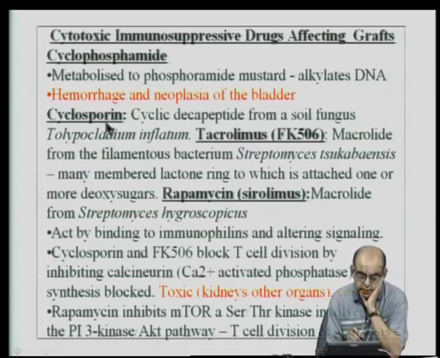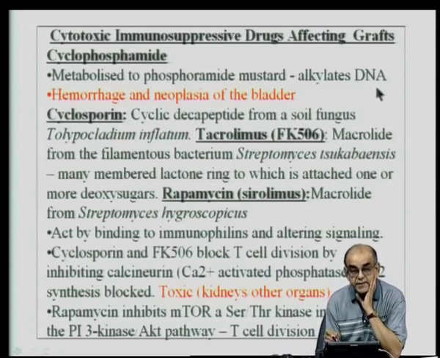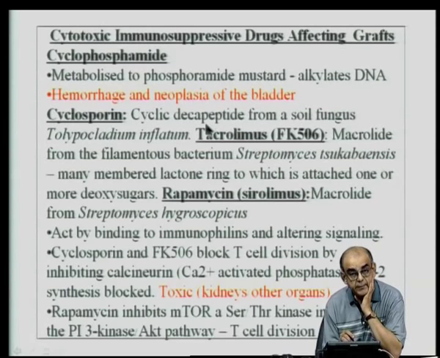Cyclophosphamide is another drug which is metabolized to phosphoramide mustard, which alkylates DNA. The bad effects are hemorrhage and neoplasia of the bladder. Cyclosporin, the most important or most popular drug used for immunosuppression, is a cyclic decapeptide.